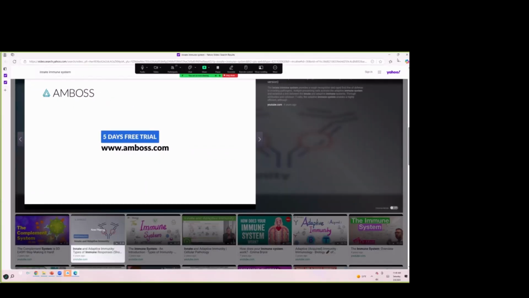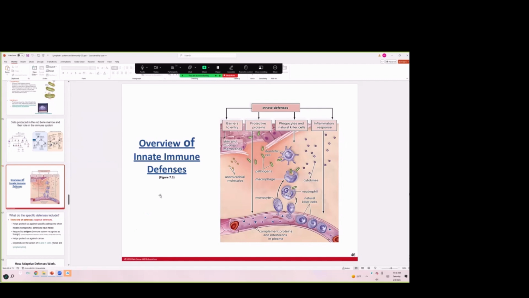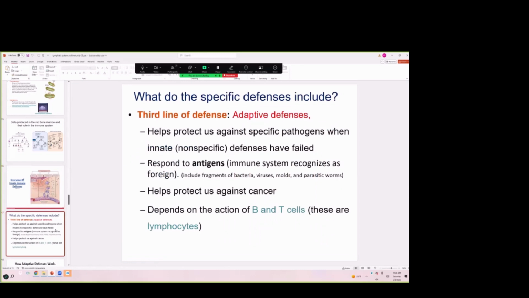So I put many of these videos here for you to see because it makes it much more illustrative of what is going on if you see the sequence and then you read the story to illustrate it. And then I said the third line of defense is called adaptive defenses. It is much more specific. It means it targets specific pathogens, and it always happens when the first and the second line have failed.